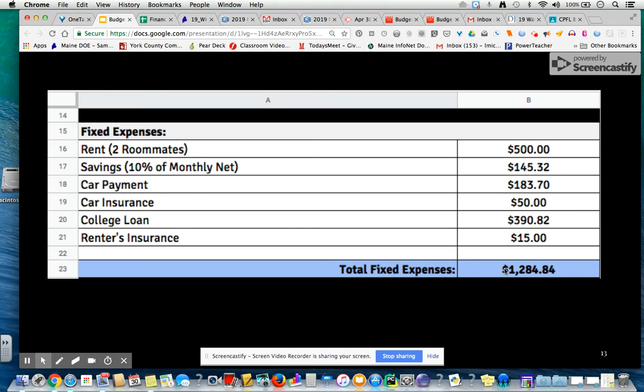So it's equals SUM, and then parentheses, B16 colon B22. And that's going to add everything up. It's going to add up B16, B17, B18, and so forth. So equals SUM B15 colon B22. And we will include B22 even though it's empty because we may need to add a fixed expense later on. Remember, fixed expenses are those that will remain the same from month to month.